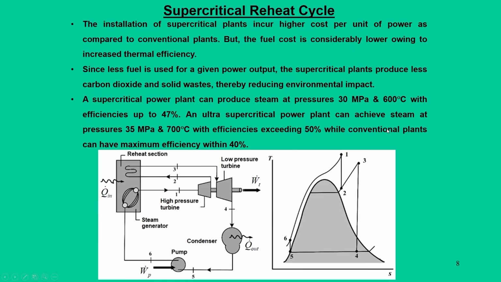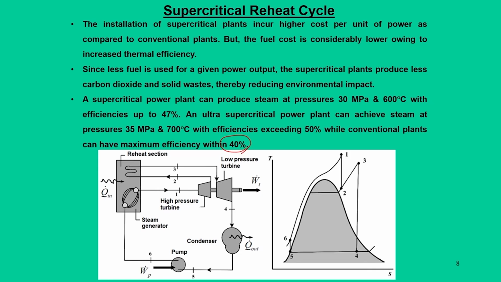Now, just to give you a brief idea of what advantage we get using a supercritical reheat cycle: if you use a conventional steam reheat cycle, then the maximum efficiency we can achieve is 40% with all types of augmentations. But when you think about supercritical power plants, we need to expect that the steam generator should operate at more than 22 megapascal or above.